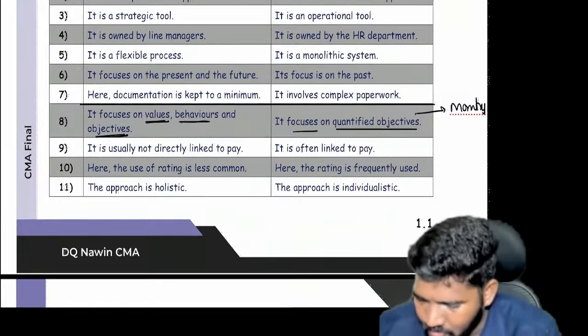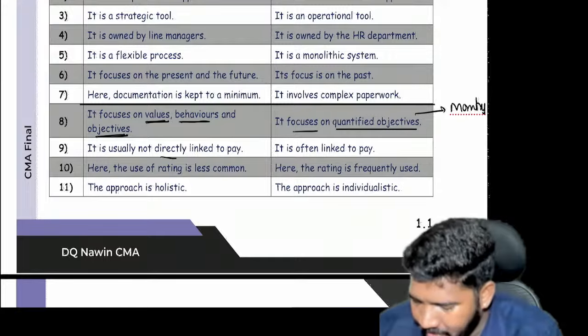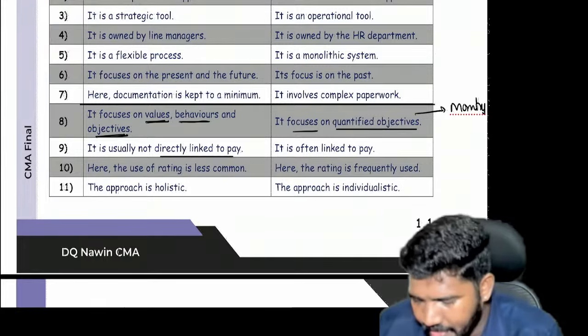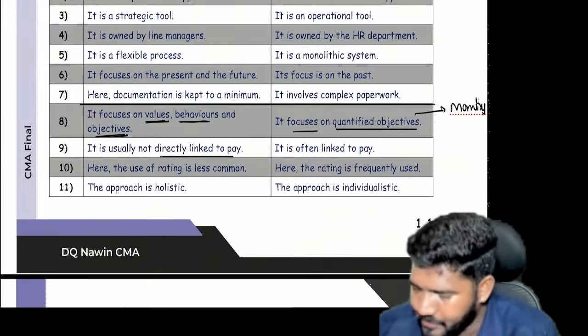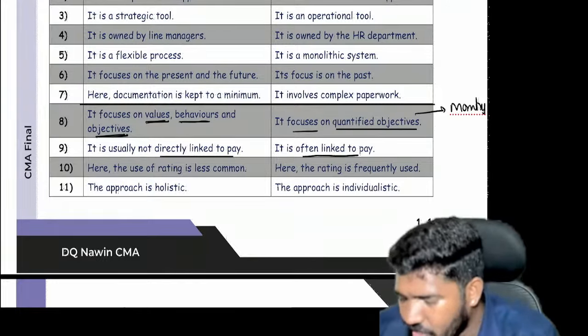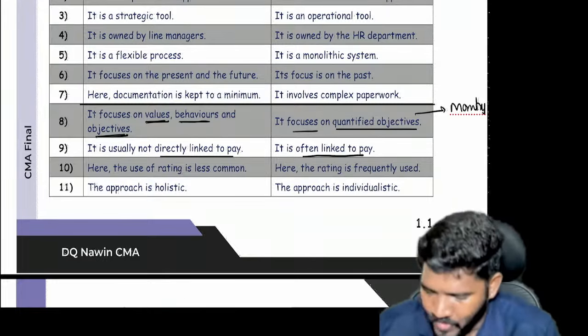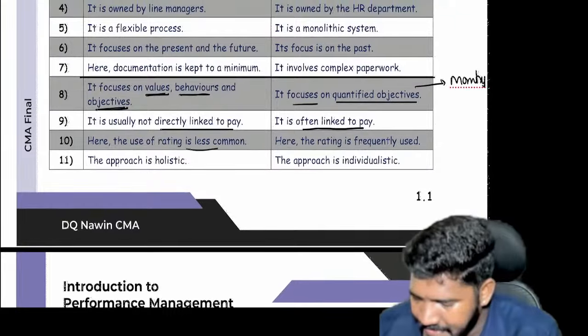Next, it is not directly linked to pay. It's not related to money or salary-related items. Whereas appraisal is directly linked to pay. It's related to money. Next, the use of rating is less common.